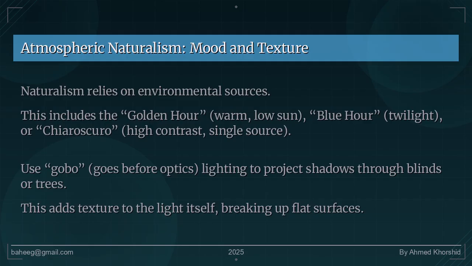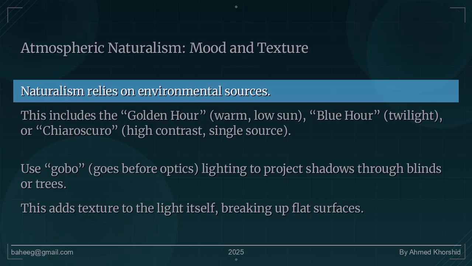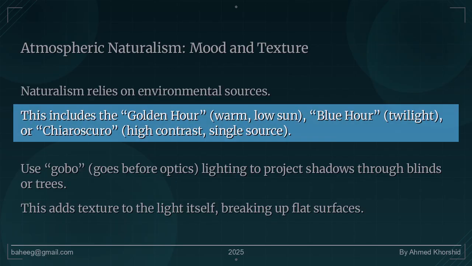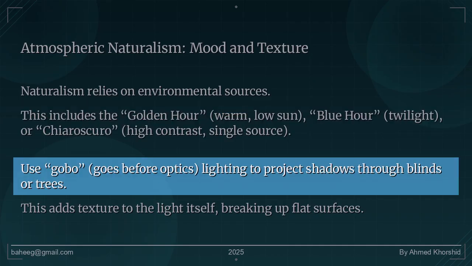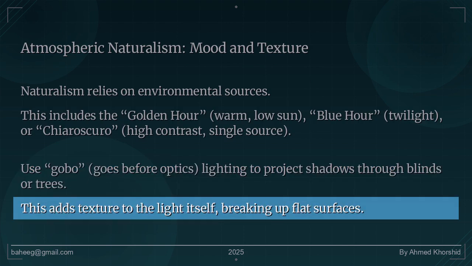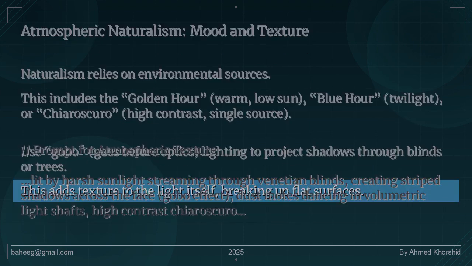Atmospheric naturalism: mood and texture. Naturalism relies on environmental sources. This includes the golden hour, warm, low sun; blue hour, twilight; or chiaroscuro, high contrast, single source. Use a gobo, goes before optics, lighting to project shadows through blinds or trees. This adds texture to the light itself, breaking up flat surfaces.